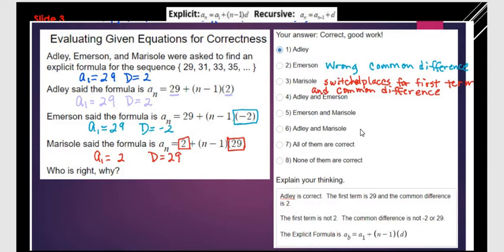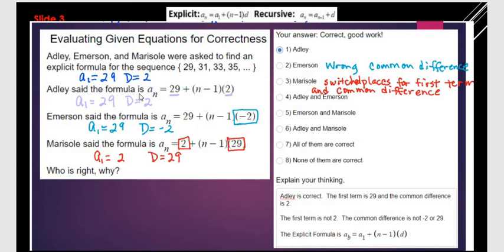So you have Adley and Emerson and Marisol who were asked to find an explicit formula for the sequence 29, 31, 33, 35. The first thing you're going to need to do is find the common difference. So in your calculator, put in 35 minus 33 and get 2. 33 minus 31 and get 2. 31 minus 29 and get 2. And you see the common difference is 2. The first term is 29.